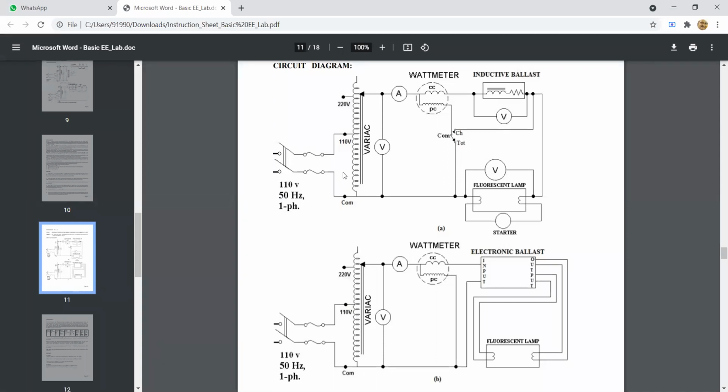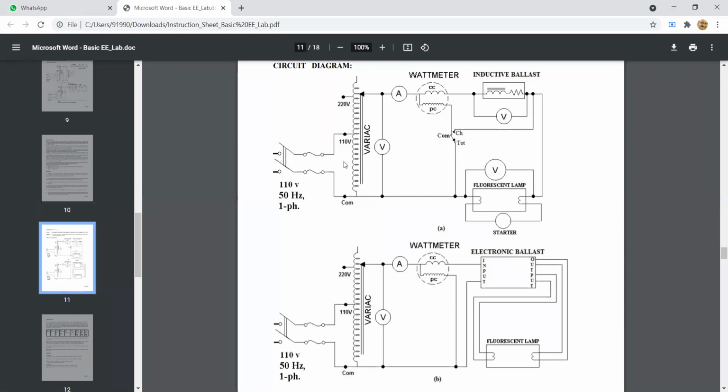Then you slowly come back to 200 volts. We will take 6 or 7 readings: 200, 205, 210, 215, 220, 225, 230. 6 readings, okay?